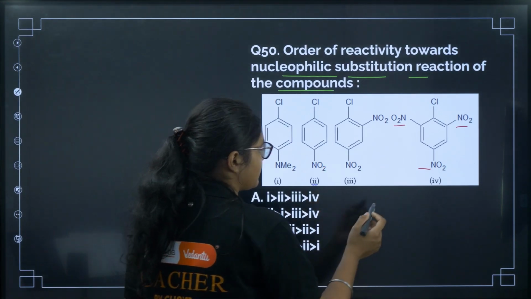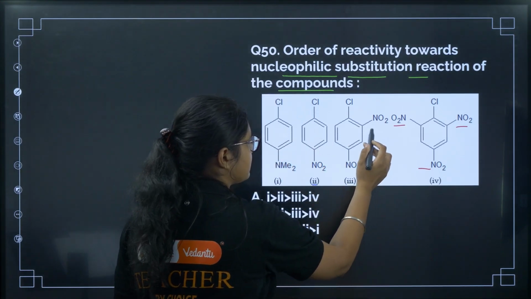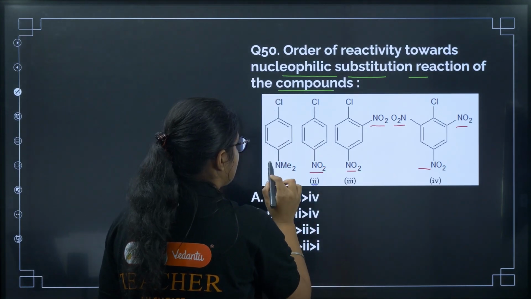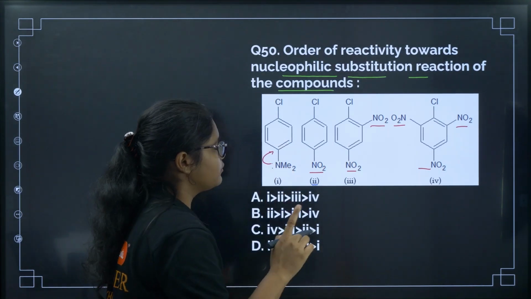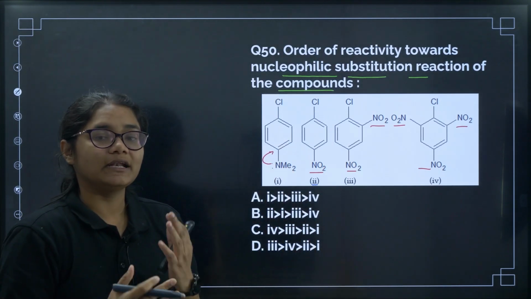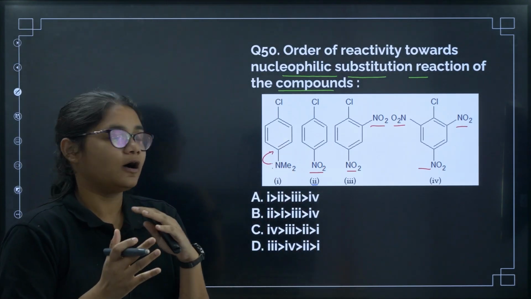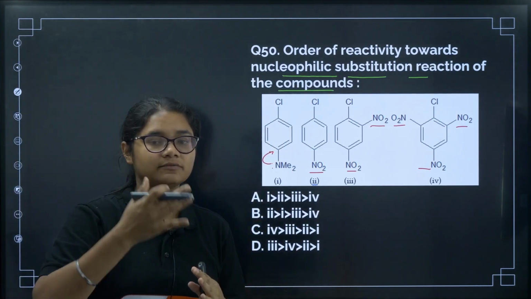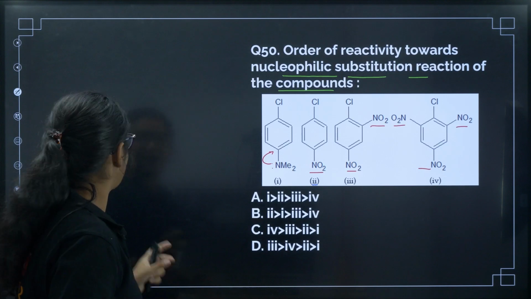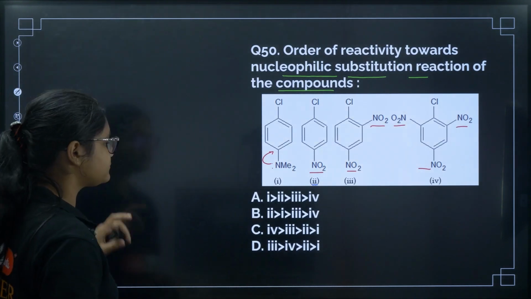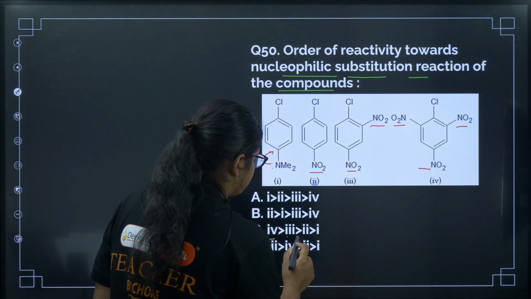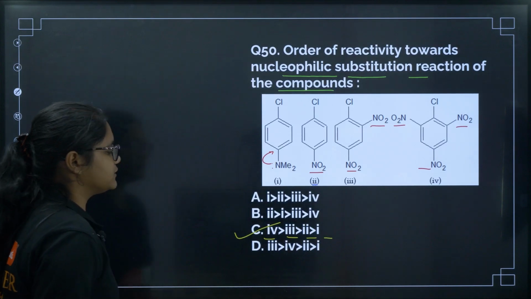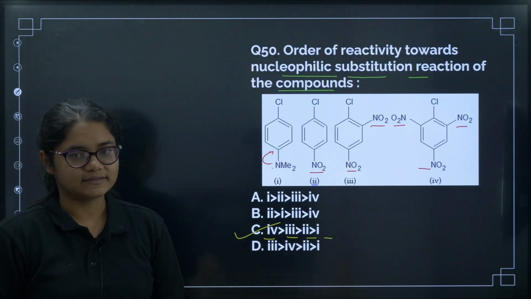Now comparing to here, we have 2 here and we have 1 here. And NMe2 here is an electron donating group, so it decreases the electrophilicity of the ring, and as a result the reaction with the nucleophile will decrease. So we have the order here as first 4, then 3, then 2, then 1. Correct answer for this question will be option number C.